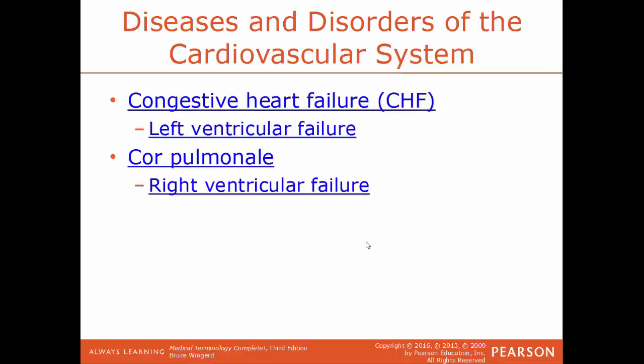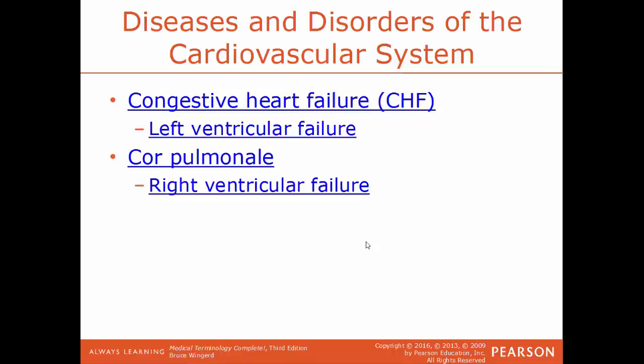Our next term, CHF, congestive heart failure. This is the inability of the heart to keep up with the demands that your body puts on it. And depending on what side of the heart is impacted, will lead to different signs and different symptoms. This could be an issue of the left-hand side of the heart or on the right-hand side of the heart. Left ventricular failure, as the name kind of implies, is the failure of the left ventricle to be able to contract efficiently enough. It's also known as left-sided heart failure.